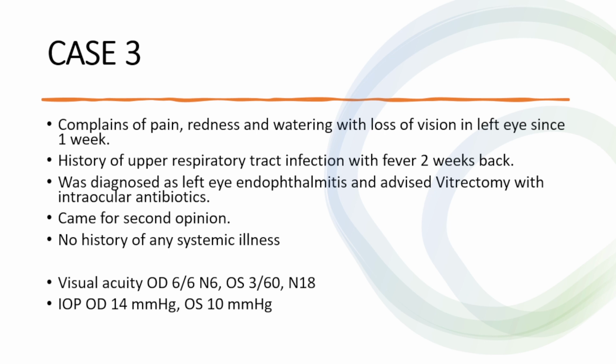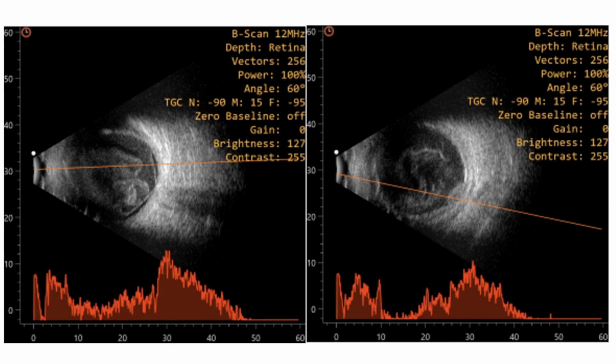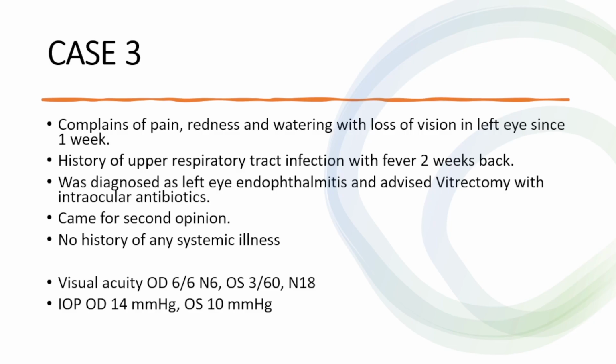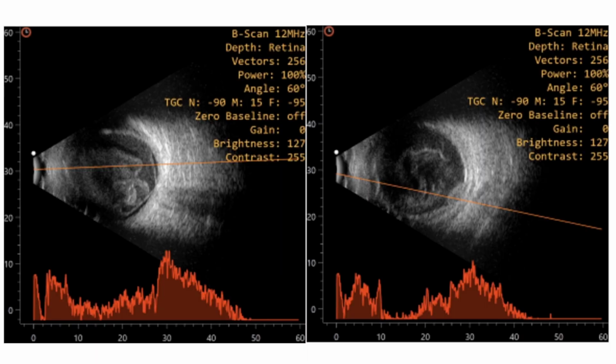Visual acuity in the right eye was 6/6, and in the left eye it was 3/60. The intraocular pressure was 14 and 10 millimeters of mercury, respectively. There was no fundus view in the left eye, so an ultrasound was advised.